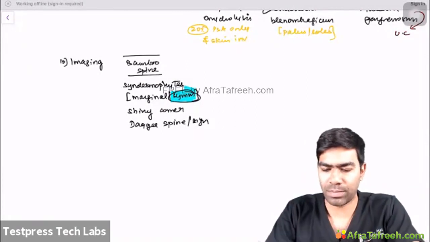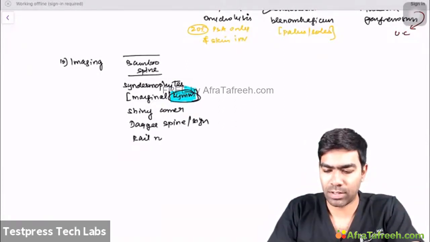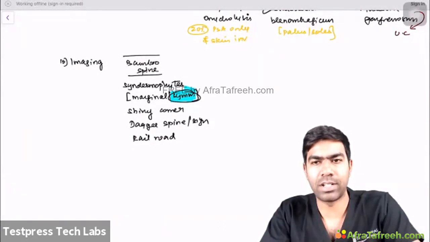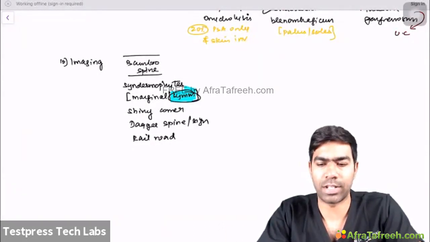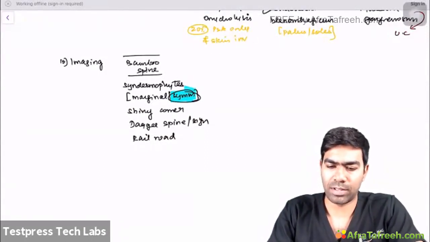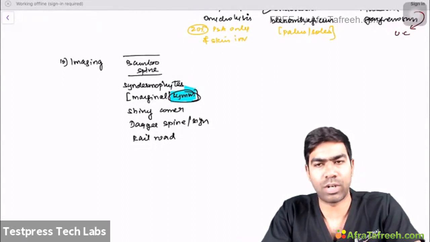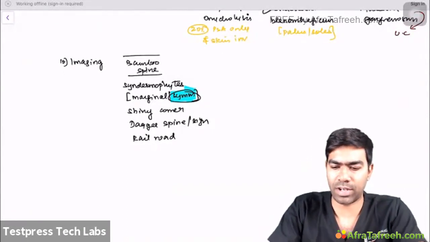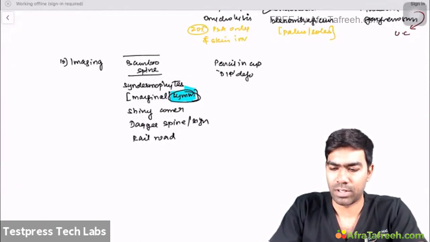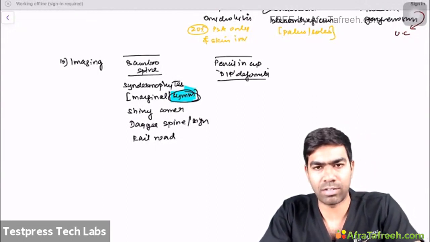And you have something called a railroad vertebral column. All these are basically imaging evidence of ankylosing spondylitis in the first place. Then we also have some imaging features in the setting of psoriatic arthritis. A very classic imaging finding is the penicillin cup deformity, the penicillin cup DIP deformity. I'll show you in some time what that means, but that's very classic. That's one of the X-ray findings that you need to know.